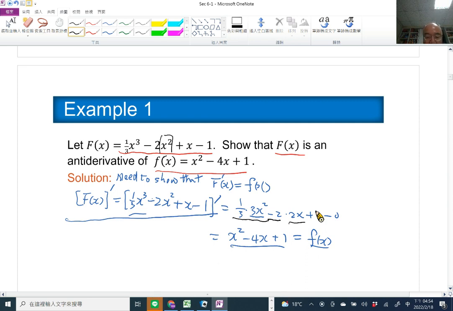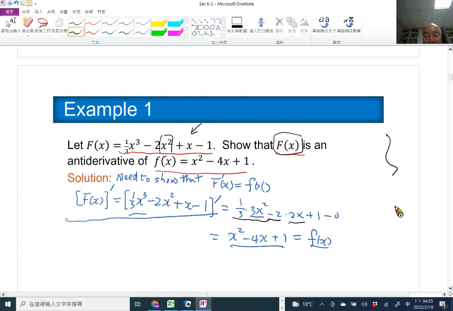And after combining, we have 1/3 times 3 becomes 1. So the coefficient for x squared is equal to 1. And the coefficient for x will be minus 4, and plus 1. So we have already shown that capital F of x, which is 1/3 of x to the power 3 minus 2x squared plus x minus 1, is an antiderivative of x squared minus 4x plus 1.